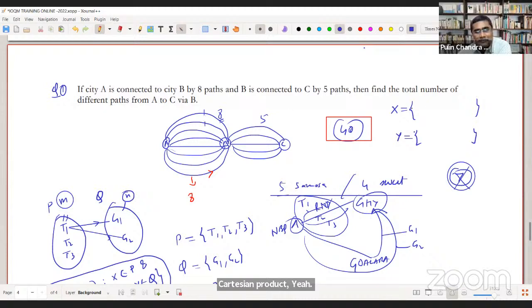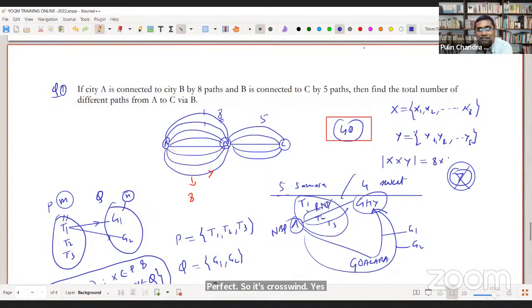Here we have 8 elements, so it is X1, X2, up to X8, and then here we have 5, up to Y5. So X cross Y is 8 into 5, total 40. So this Cartesian product is giving you the total number of elements in X cross Y.